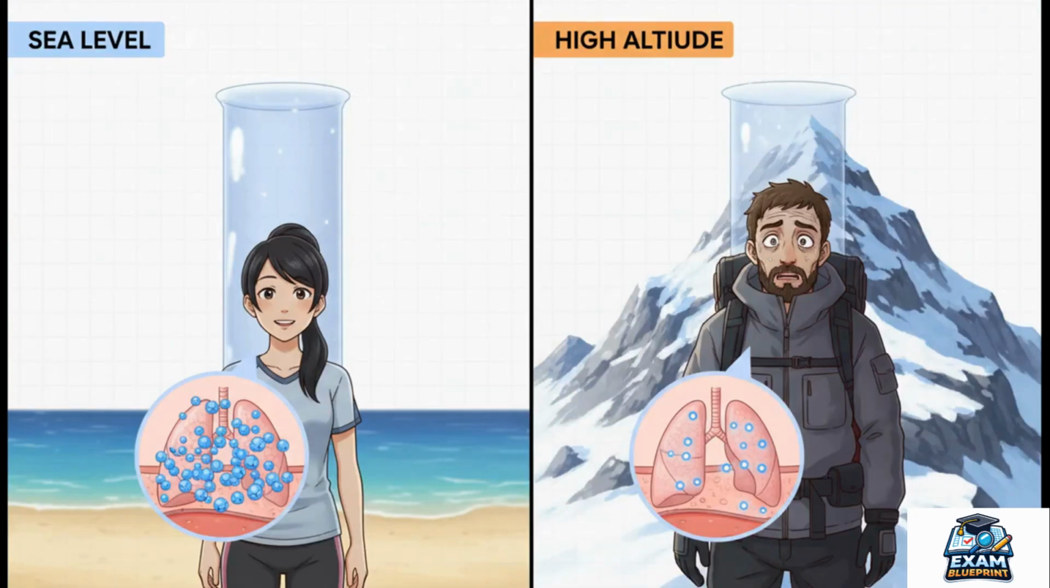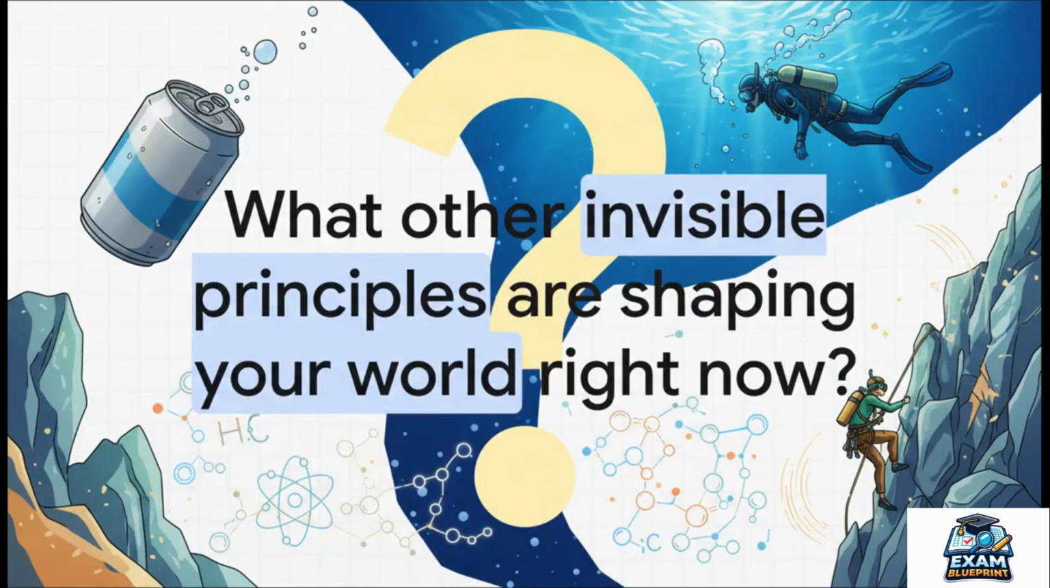And finally, our mountain climber. Up on a high mountain, the exact opposite is happening. The atmospheric pressure is much, much lower than it is at sea level. So, following Henry's law, this lower pressure means less oxygen can dissolve from your lungs into your blood. This shortage of dissolved oxygen is what causes altitude sickness, or anoxia, which leads to that feeling of weakness and confusion. So there you have it.